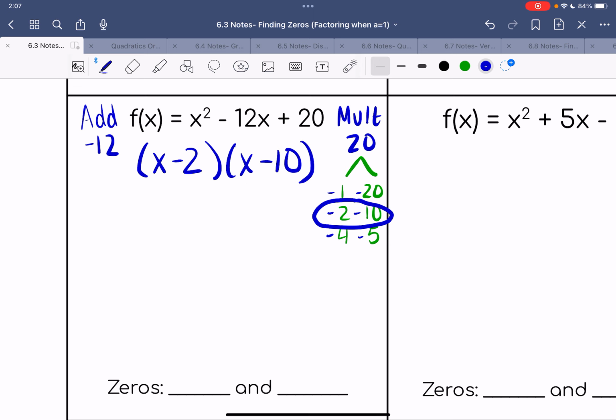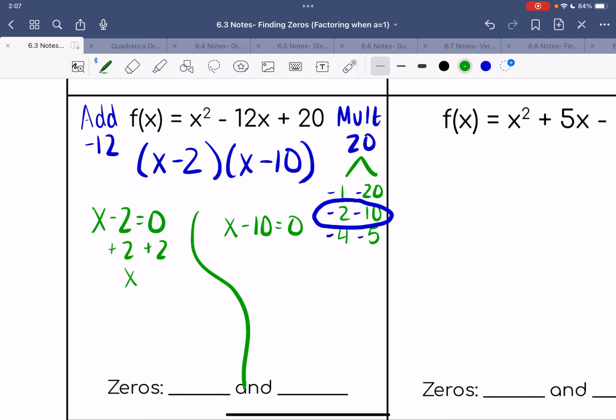And I'm going to set each of those equal to 0. So x minus 2 equals 0, and x minus 10 equals 0. Solving out both of those, I'm going to add 2 to both sides. For this first equation, I will get x equals 0 plus 2, which is just positive 2. And for x minus 10 equals 0, we'll add 10 to both sides. We'll get x equals 0 plus 10. It's just positive 10.